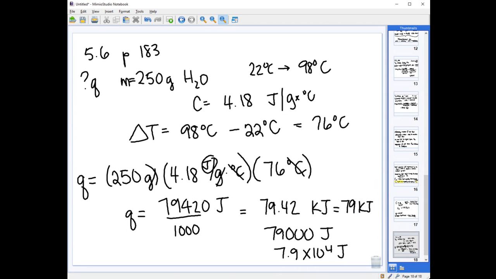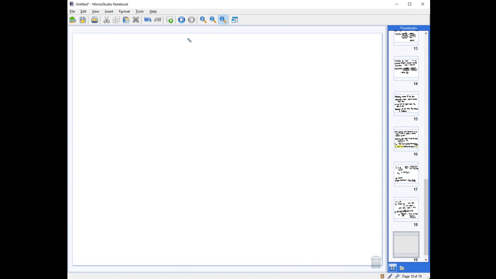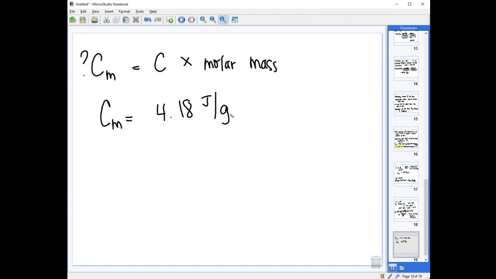Now, the question then asked, what is the molar heat capacity? So we have this, but we want to know the molar heat capacity. So how much would it take, not for 250 grams, but for a mole of water? If they want to know molar heat capacity, that's our C sub M, all we do is take our specific heat capacity, our C, or C sub S, or just C, times our molar mass. So Cm would be equal to 4.18 joule per gram degree Celsius times our molar mass of water, which is 18.02 grams, and that's the amount in 1 mole.